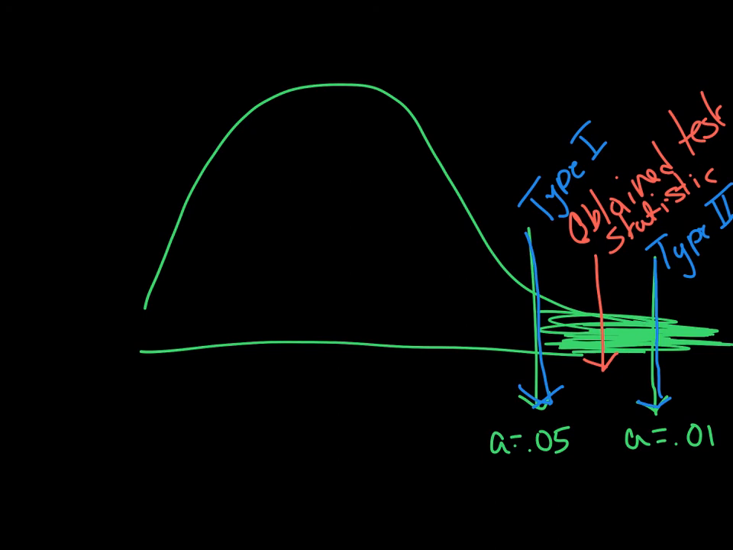So no matter what, you're not going to get out of error. You just need to know when. So when you reject the null, it's a type 1 error. When you retain the null, it's a type 2 error.